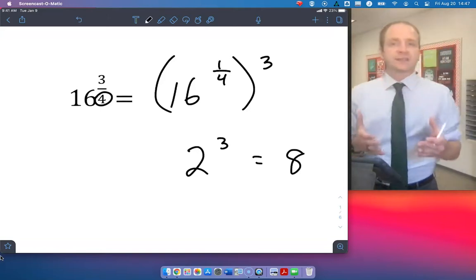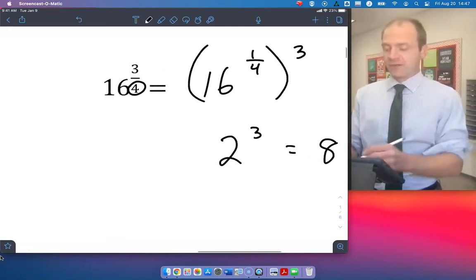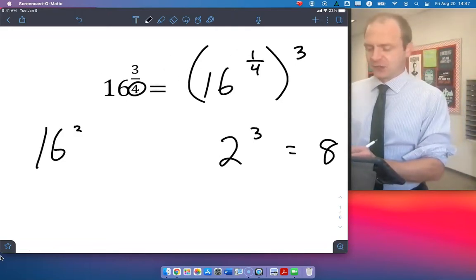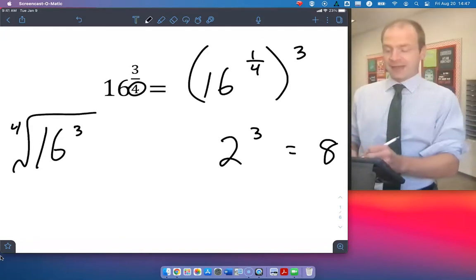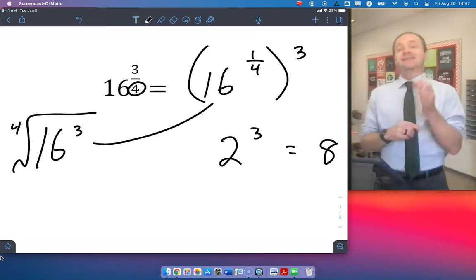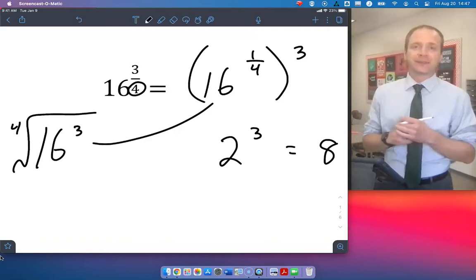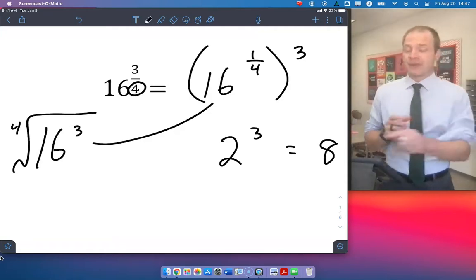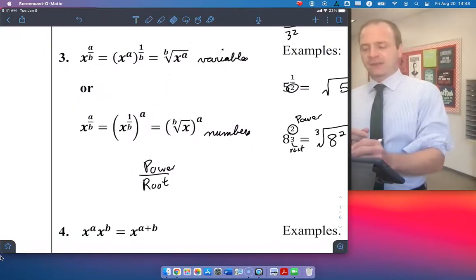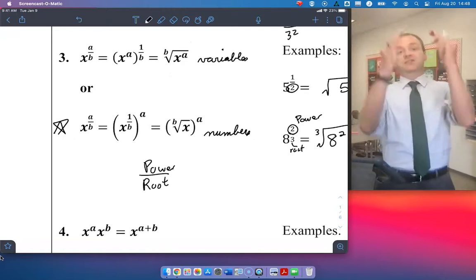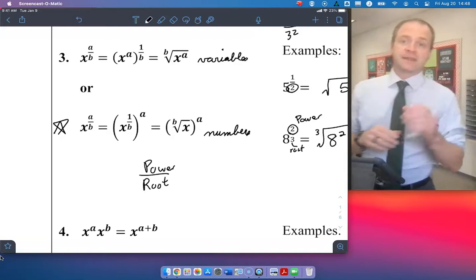Now, why did I do it this way? I made 16 smaller and then raised it to a power. I could have done 16 cubed inside a 4th root. Those mean the same thing. I would still get 8, but I can't take 16 to the 3rd power very easily. But I can take 2 to the 3rd power. And that's why I like to do this with numbers. When I'm dealing with numbers, I really like this one because it makes the number smaller before you raise it to a power, and it's easier to do that mentally and not make mistakes.